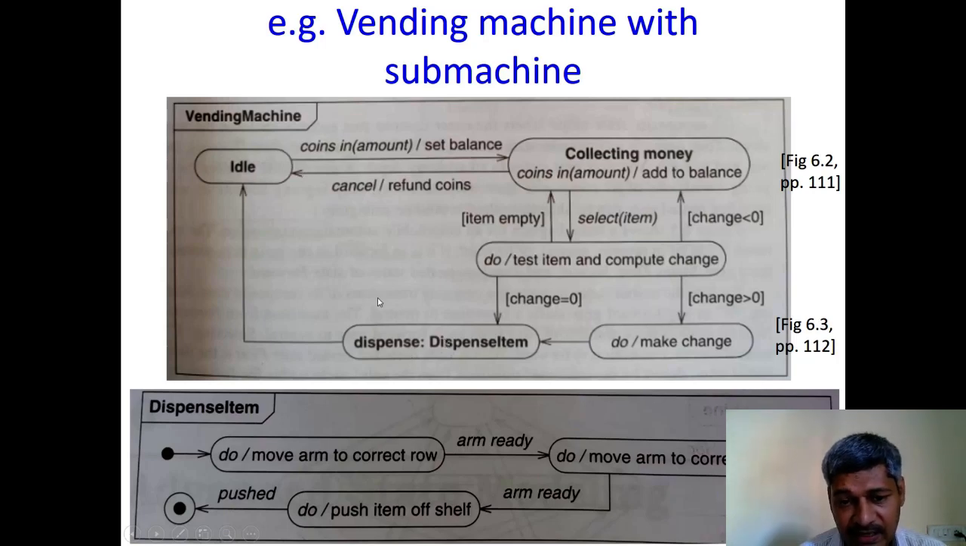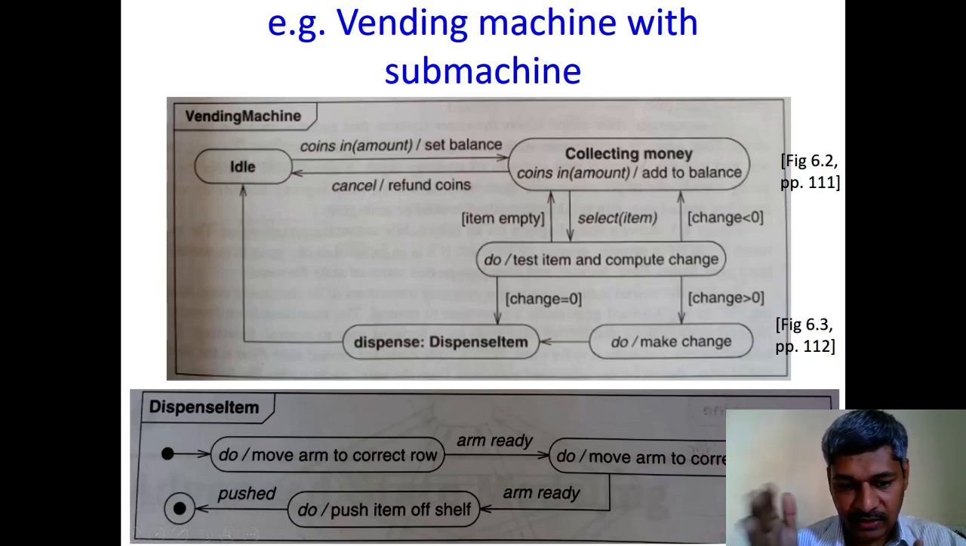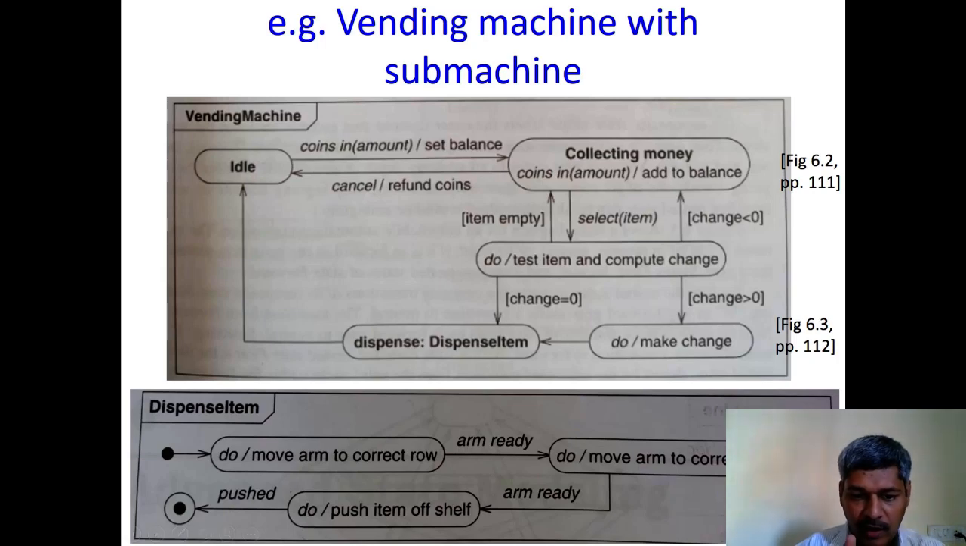But the interesting thing is the dispense state here is a submachine. So it has its own state diagram. Okay, so the dispense item is itself a state diagram. What it does is it has the start event. Then it will go to a state where it is doing a certain do activity, move arm to the correct row. Okay, so it will move the arm to the correct row.